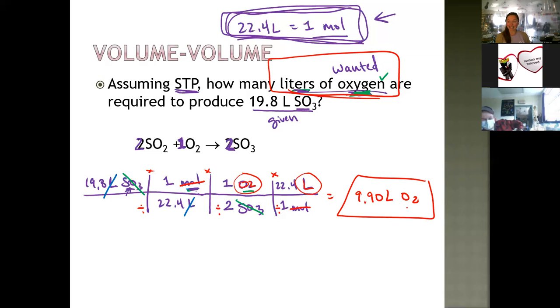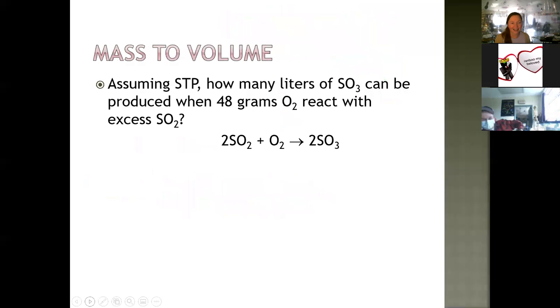Good? Who's like, stoichiometry is fun? No? Really? I kind of love it. I kind of love the puzzleness of it. All right. There might be some of you who like it. And there's a special for you.